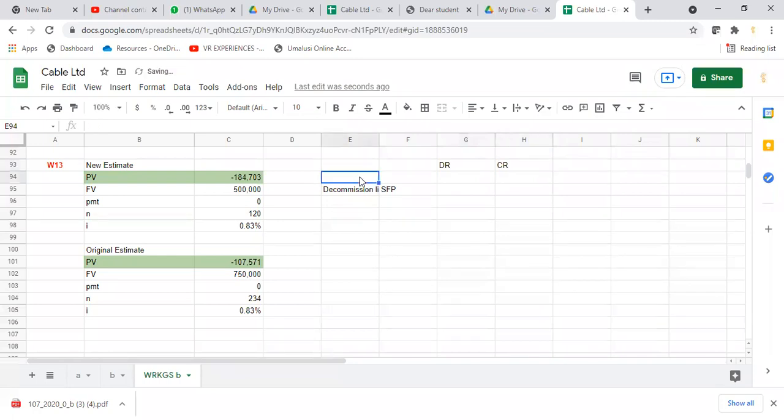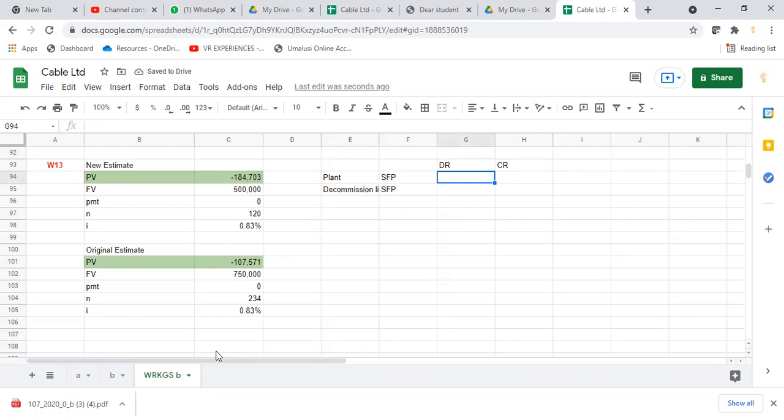When there's a change in estimate and the liability increases as a result, either through a change in estimate of the useful life, the amount, or the rate, then we would have to adjust the liability and adjust the asset to which the liability relates. The asset to which the liability relates is the plant. This is also SFP. So what is the adjustment? The difference between the two.